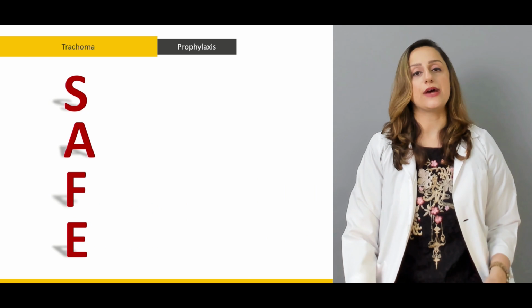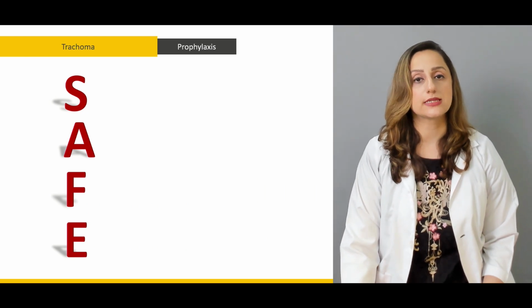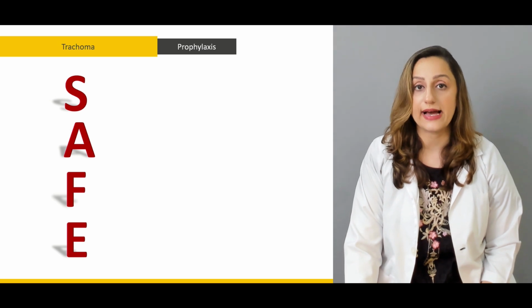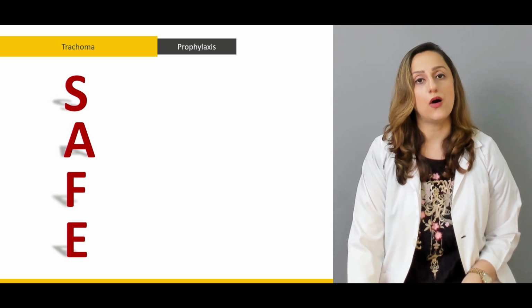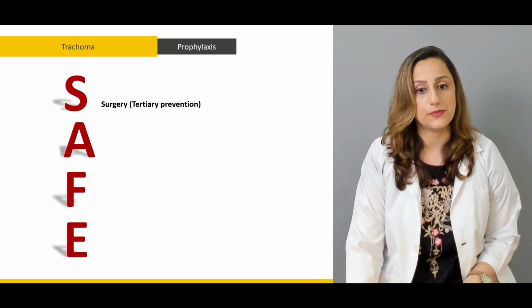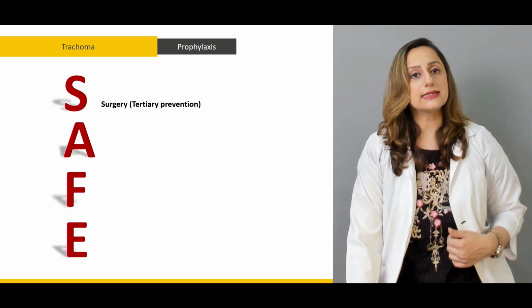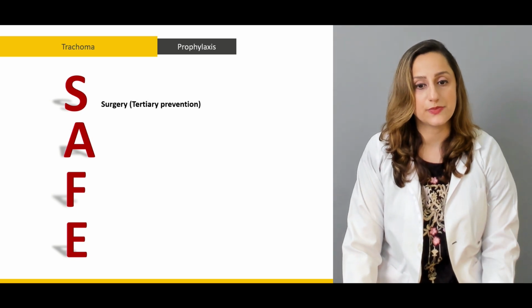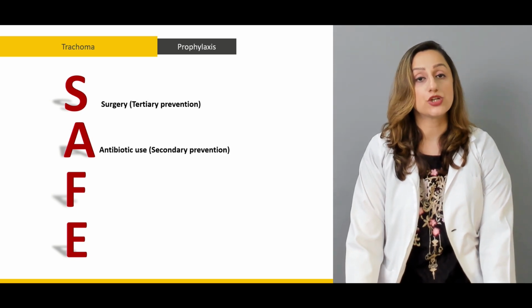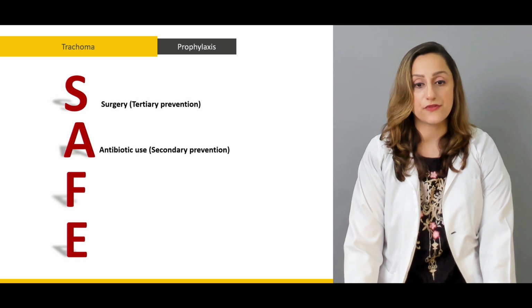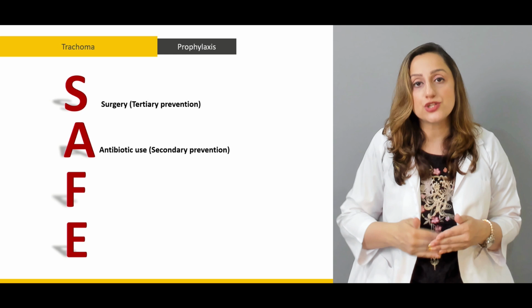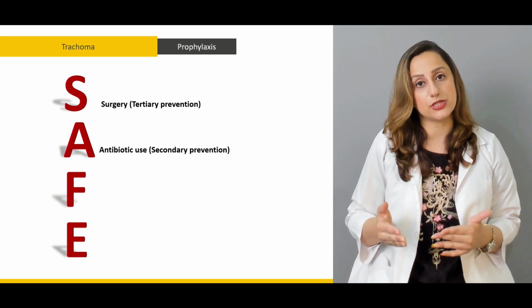There is a SAFE strategy that has to be followed. It's obviously not part of the management, but part of the prophylaxis, that is the prevention of trachomatis infections in the patients. The S stands for surgery. It's the tertiary prevention that is carried out in these patients. As we say tertiary prevention, it means the prevention of complications in the patient.